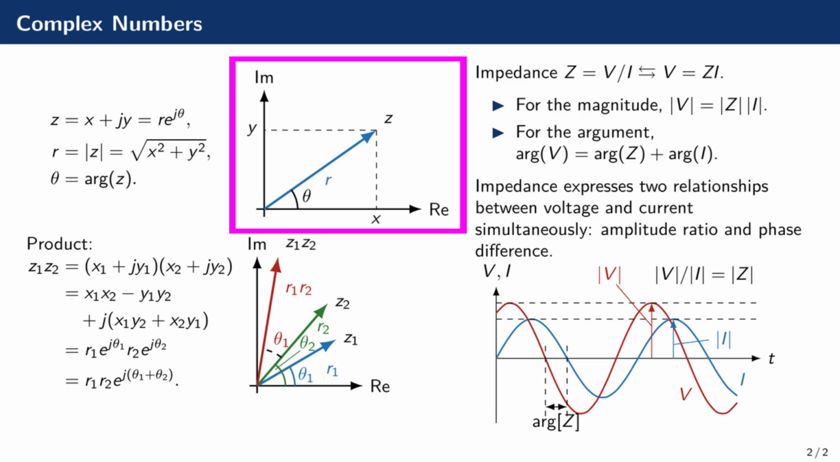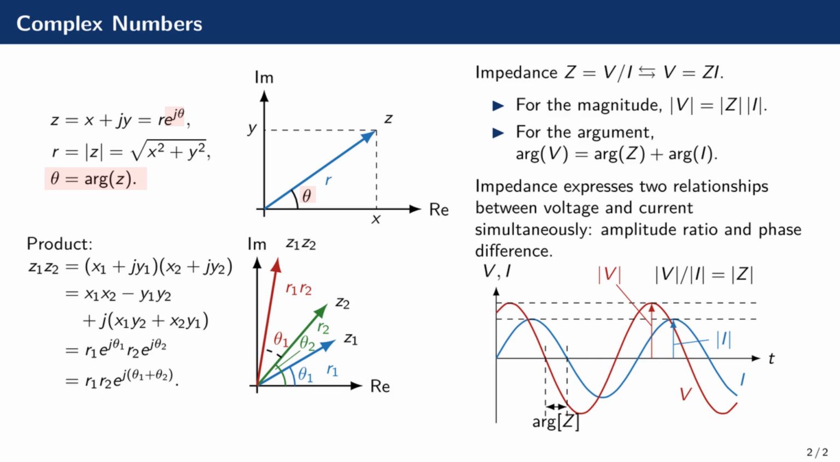On the complex plane, the horizontal axis is the real axis and the vertical axis is the imaginary axis. A single complex number is represented as one point, or equivalently, as one vector on this plane. The angle theta is called the argument of z. Therefore, we sometimes write it as arg of z. This representation is useful when we consider multiplication of complex numbers.